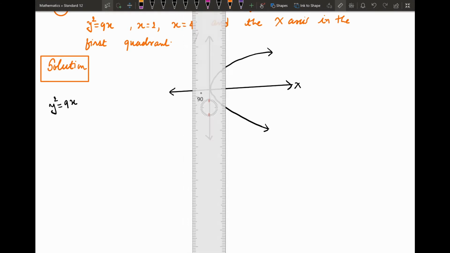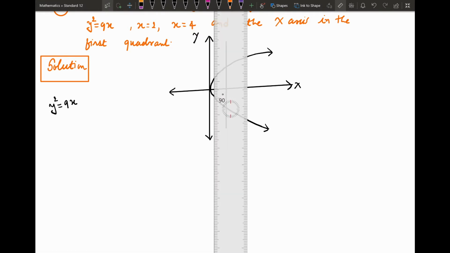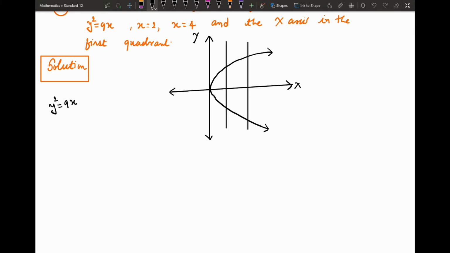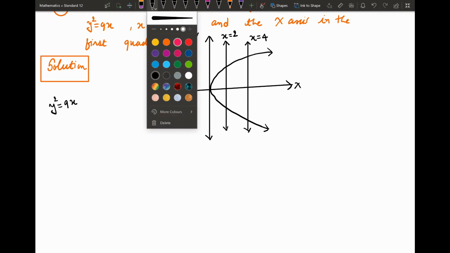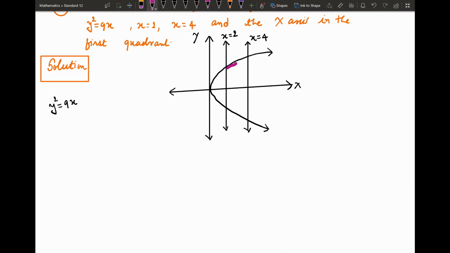Line x equal to 2, x equal to 4, so this is x equal to 2, this is x equal to 4, and x-axis lies in the first quadrant. So this is the portion for which we have to get area.